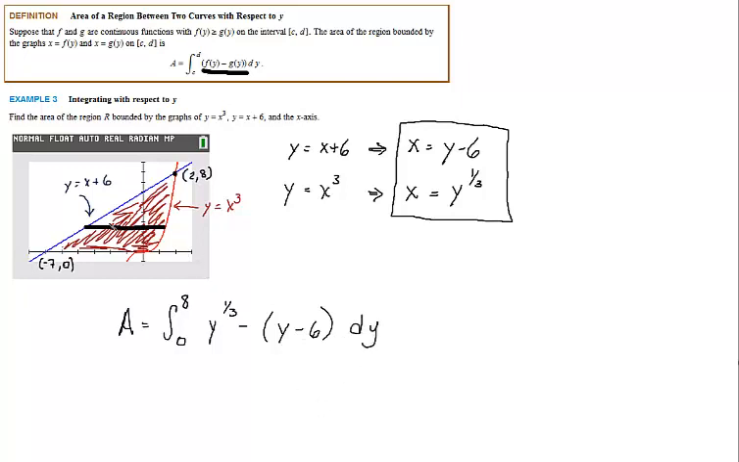Now note that I could have also found the area using the x-axis. I could have done this with respect to x, but I would have had to break it into a couple of different integrals. I'm going to do this calculus 1 bit here. I'm going to integrate that and then get the computation, the arithmetic. Alright, and once I integrate and then plug in that 8 and then that 0, you'll find that your answer is 28, and that would be the area enclosed in this region. We'll go to the next one.